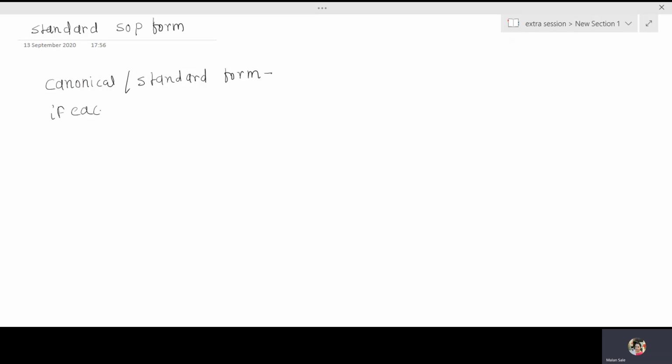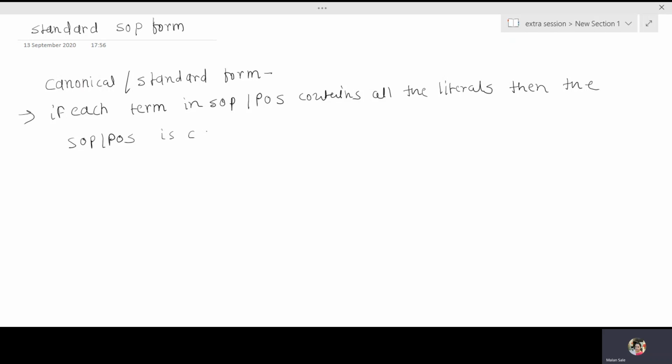If each term in SOP or in POS contains all the literals, then the SOP or POS is called as standard or canonical SOP or POS.